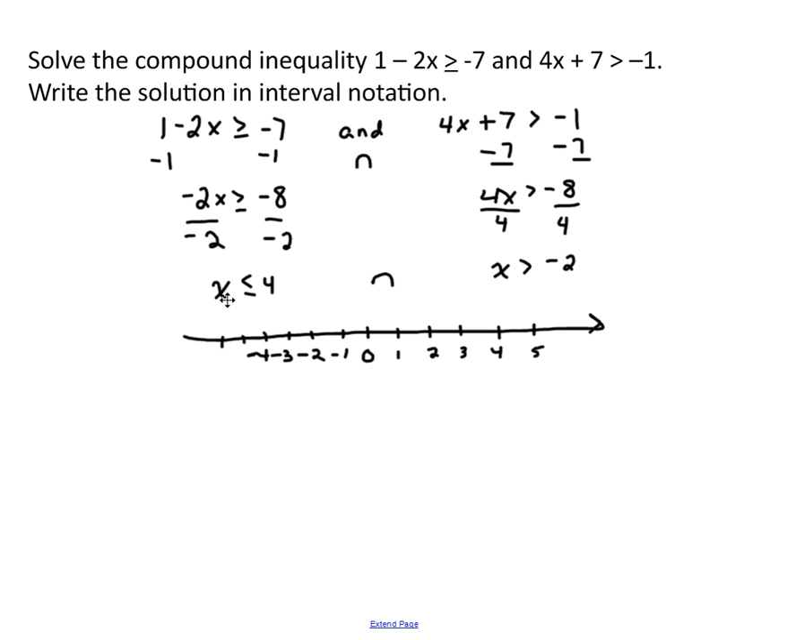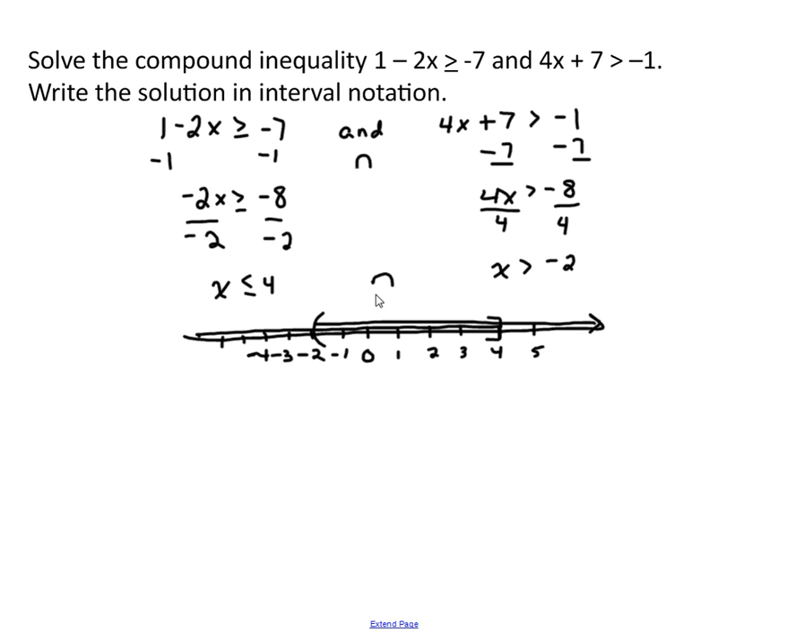Okay, so let's see what we got. We got x is less than or equal to positive 4. Put our square bracket around positive 4 and darken in the number line everywhere to the left of that point. And we've got x is greater than negative 2, so we're going to put a rounded bracket at negative 2, and we're going to darken everything to the right of negative 2.